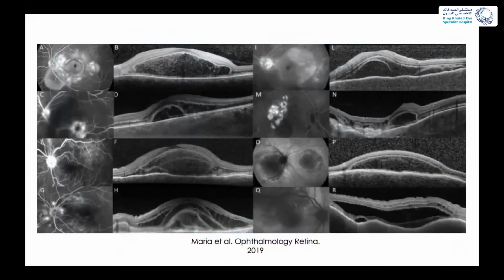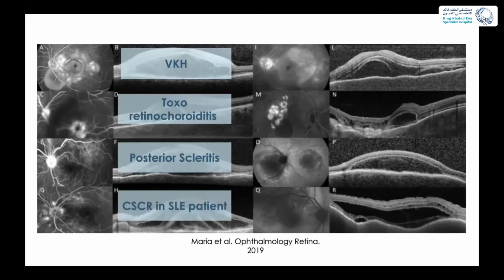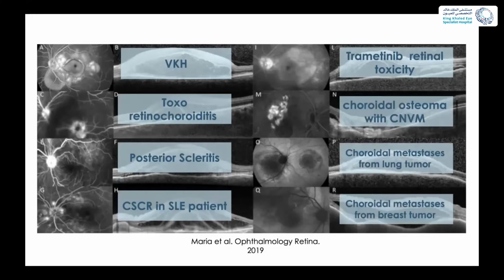So this is another article by Maria et al., published in Ophthalmology Retina 2019. They collected all cases presented with bacillary layer detachment, and it can present in patients with PKH, and also can present in patients with toxoretinochoroiditis and posterior scleritis, in patients with CSR, and also in patients with retinal toxicity, and patients with choroidal osteoma with CMPM, and some choroidal metastasis disease from lung or from breast. So you have to know this bacillary layer detachment, and you have to know the differential diagnosis behind this detachment.